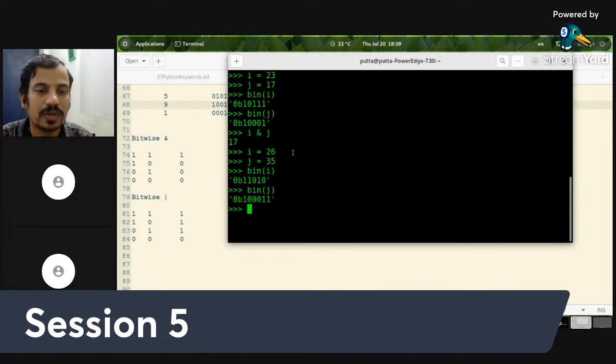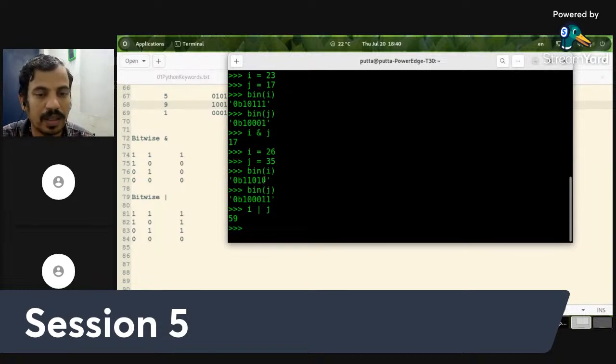Here, when you want to do these binary operations, 26 has only 5 digits, whereas 35 has how many digits? 6 digits. So to make them of equal length, you can add a leading 0 for 26. So it becomes 011010, and 100011 for 35, and then the corresponding bit operations would be performed. So i OR j will be 59.